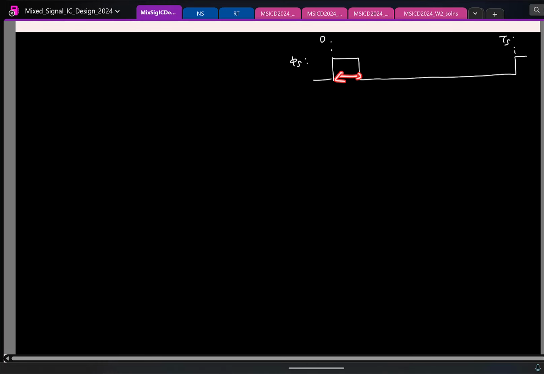So first operation is sampling. Let us say I feed in a sampling clock like this. This time is Ts. This time period can be equal to Ts by 2, Ts by 4, but I'm just drawing it in a slightly skewed fashion so that I have more time here. But this typically can be half the clock period or 1/4 the clock period, depending on the situation.